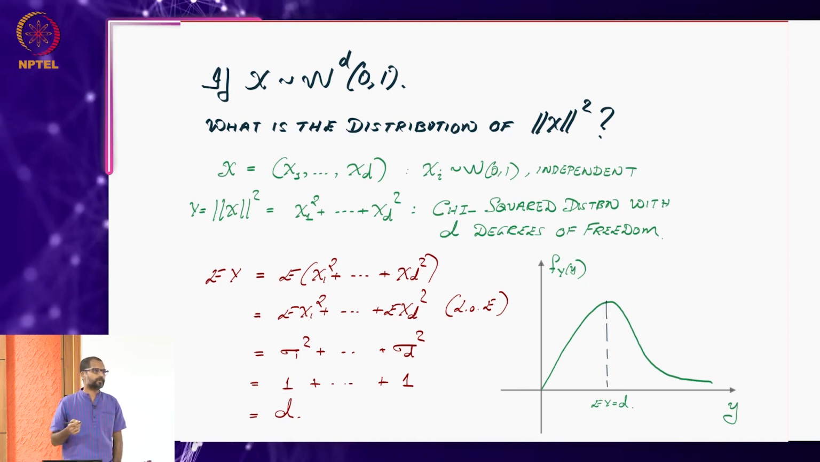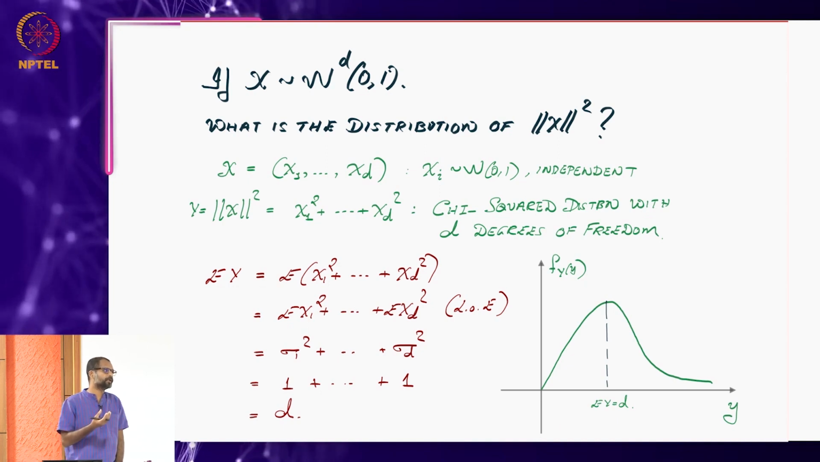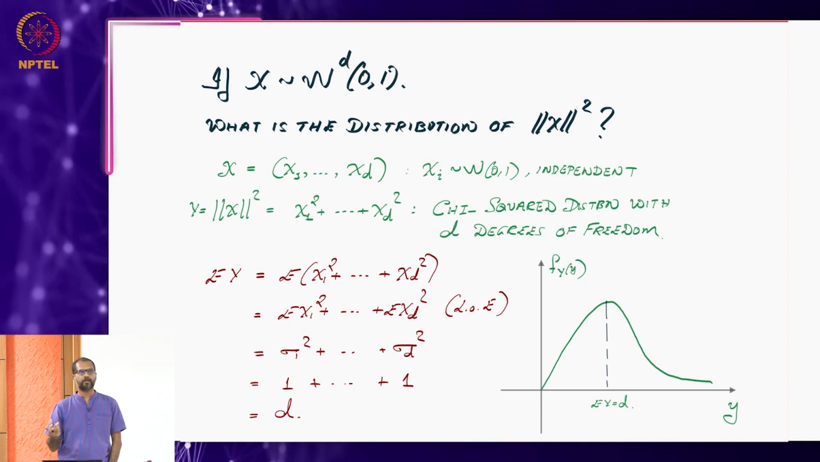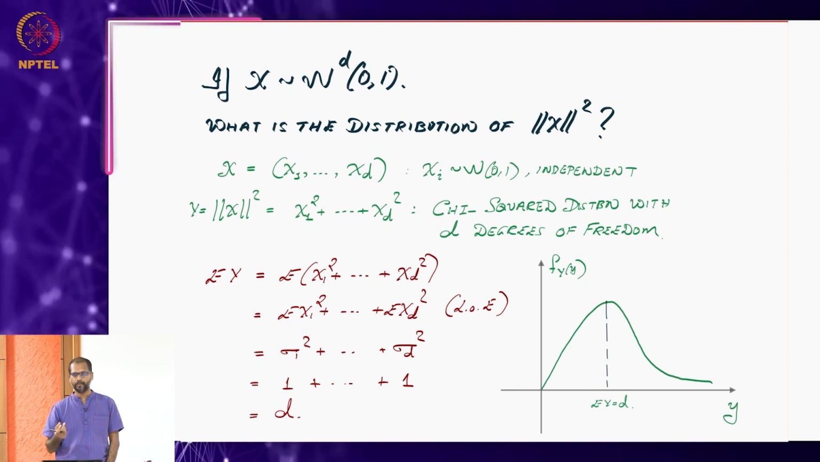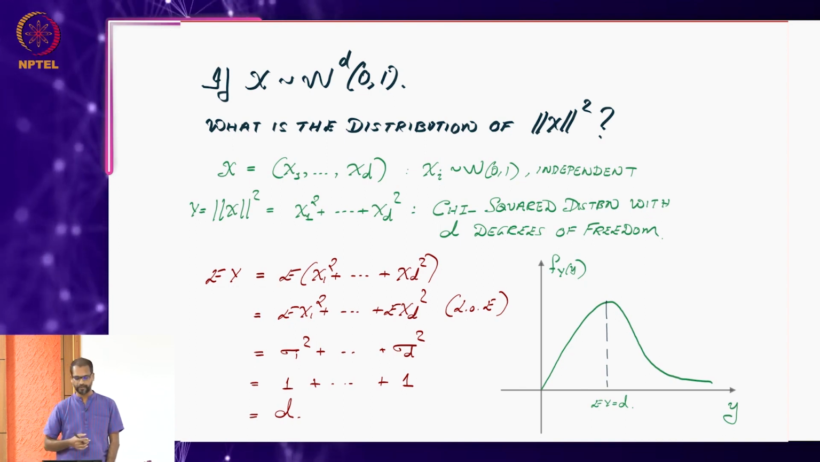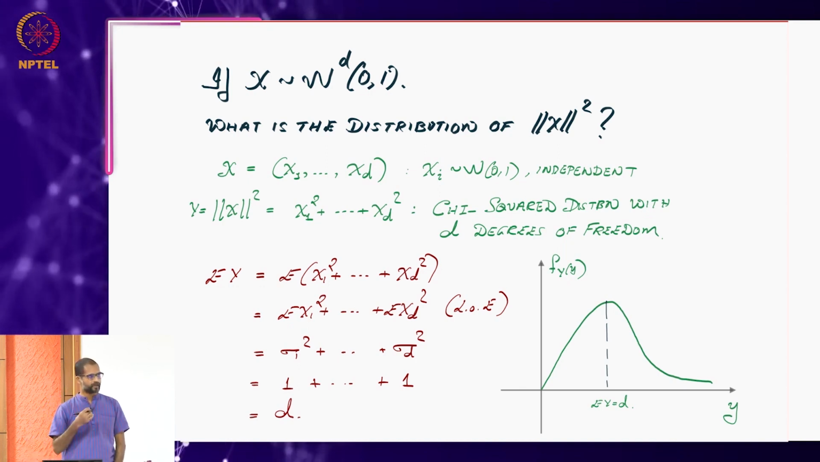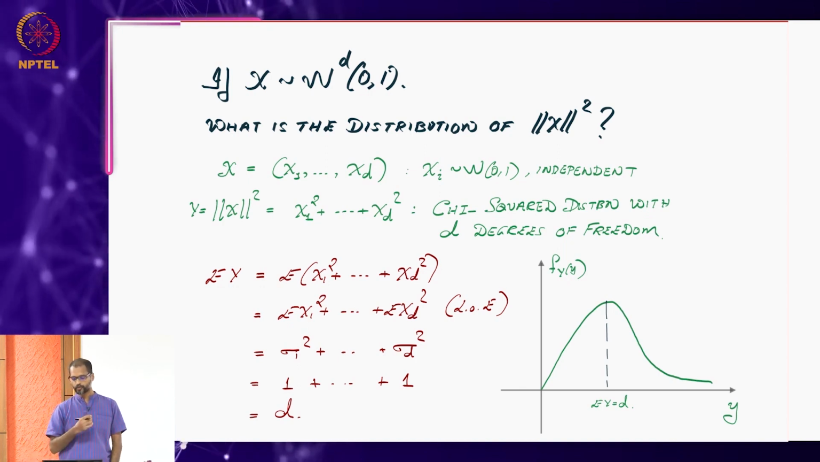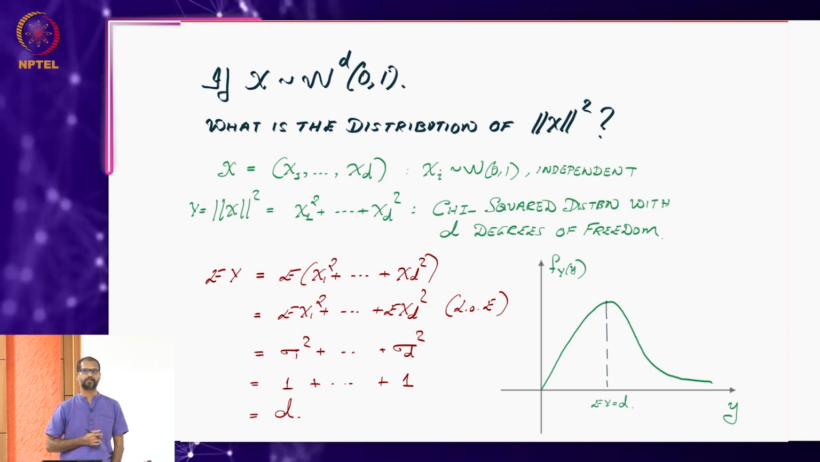Squared Gaussians are far from being Gaussian. In fact, they never take a negative value. The square of any real number will not be negative. So this is not going to be a Gaussian, it is going to be something else. In fact, it has a name, it is a very famous distribution. It is called the chi-squared distribution with d degrees of freedom.